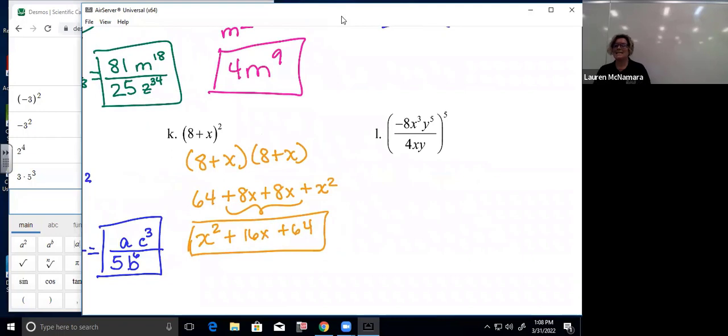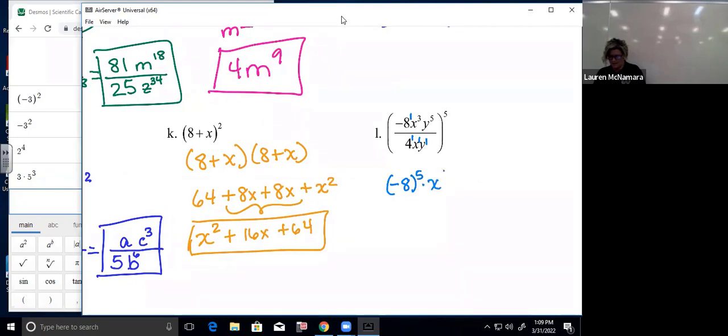Looking at my last example, do I have an exponent on the outside of the parentheses? Yes. Then every exponent on the inside of the parentheses gets multiplied by the exponent on the outside. So negative 8 to the 5th times x to the 15th times y to the 25th divided by 4 to the 5th times x to the 5th times y to the 5th.